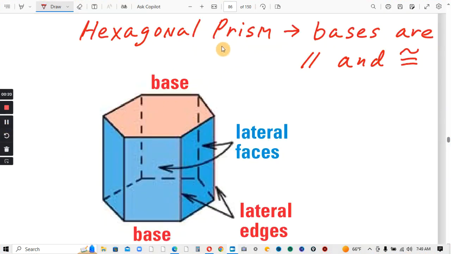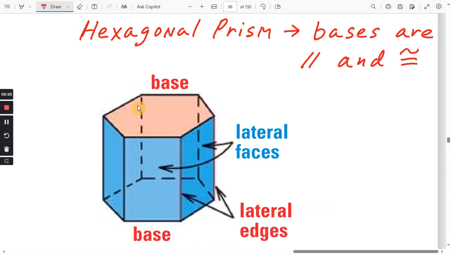All right, so if you recall, a prism is named for its bases, so this is a hexagonal prism. If you look at the base right here and count the sides, 1, 2, 3, 4, 5, 6, this has 6 sides, so it's a hexagon. It's called a hexagonal prism. For a prism, the bases are parallel and congruent. You notice on the top and on the bottom, there are both hexagons. They are both parallel and congruent.